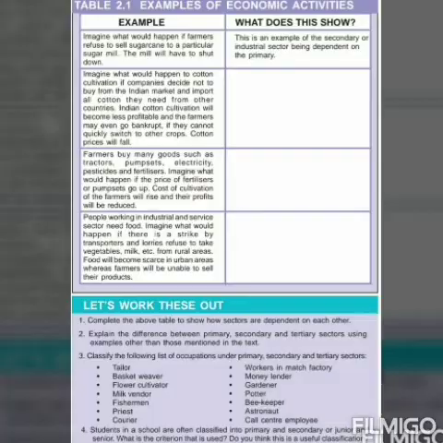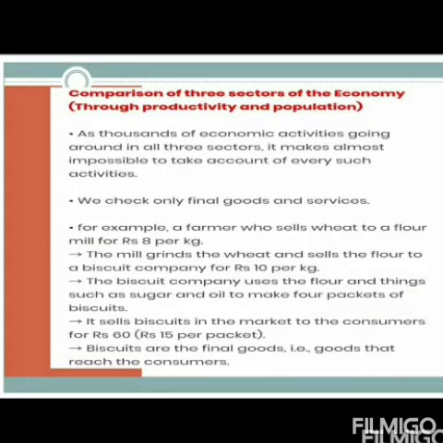Comparing. How do we count the various goods and services and know the total production in each sector? For this, you need to understand final goods and intermediate goods. See the example. A farmer sells wheat to a flour mill for rupees 8 per kg, and the mill grinds the wheat and sells the flour to a biscuit company for rupees 10 per kg.